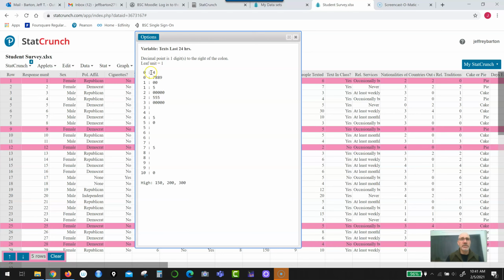So a 0 and a 4 up at the top here would represent someone who reported sending 4 texts in the last 24 hours. A 0 and a 7 would be 7 texts. If I jump down here, a 10 and a 0 would be 100 texts. And then it looks like these 3 observations were considered outliers. They were much, much higher than the rest. So we had a student report 150 texts, 200 texts, and someone sent 300 texts in the last 24 hours. A lot of text.